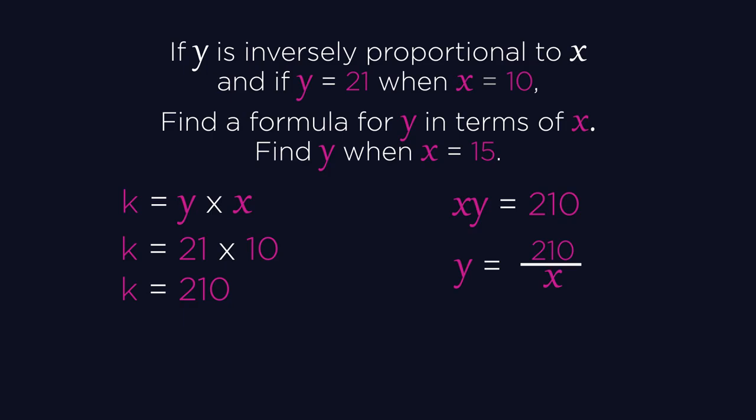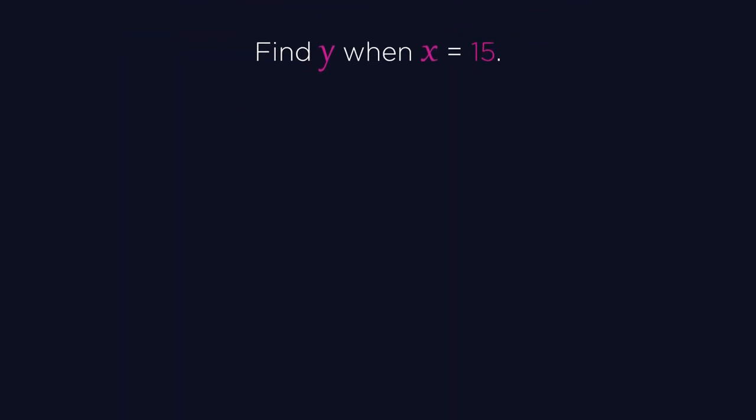To put this equation in terms of y, we rearrange, dividing through by x to give us y equals 210 over x. To find the value of y when x equals 15, we can substitute the value for x into the equation, meaning y is equal to 210 divided by 15. This means the value for y is 14.